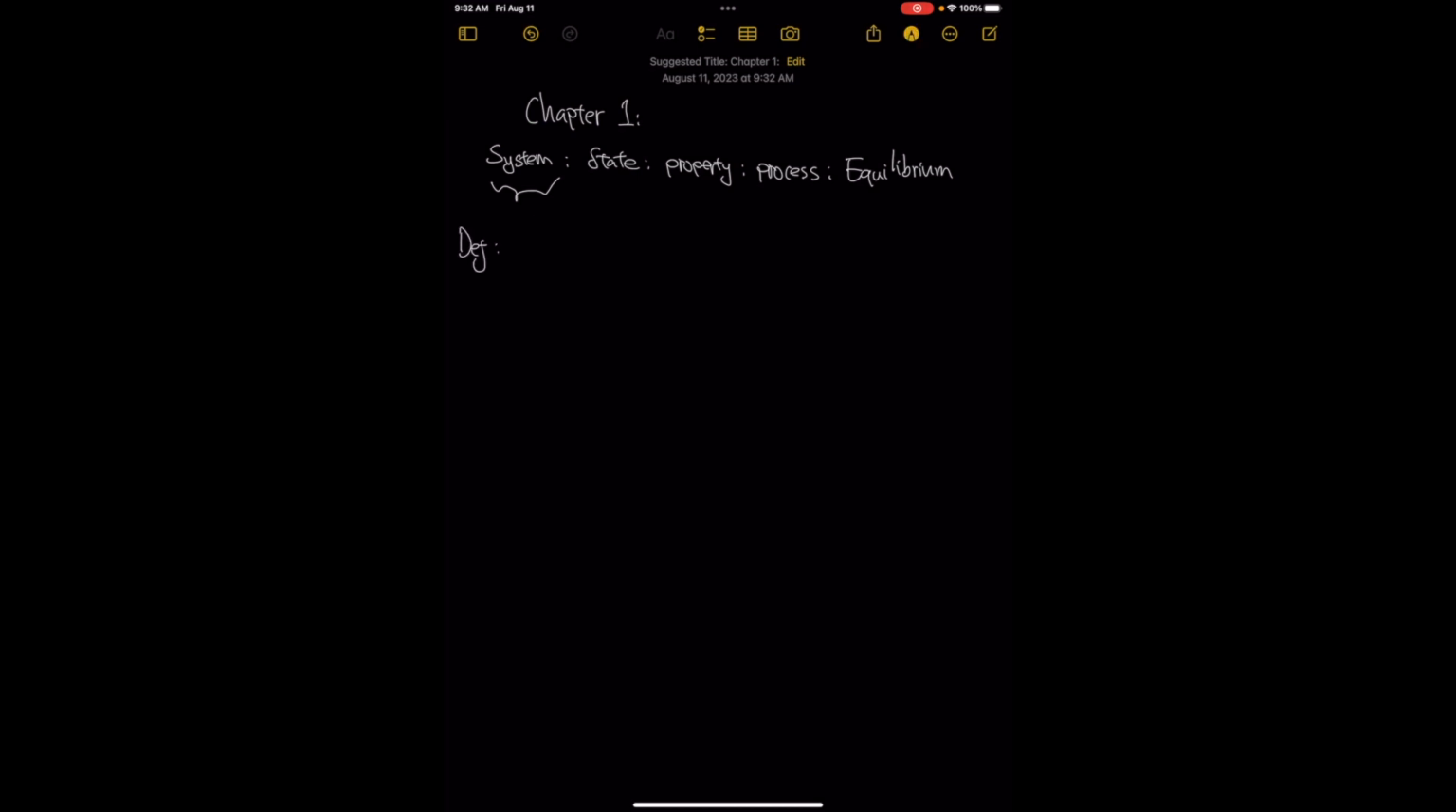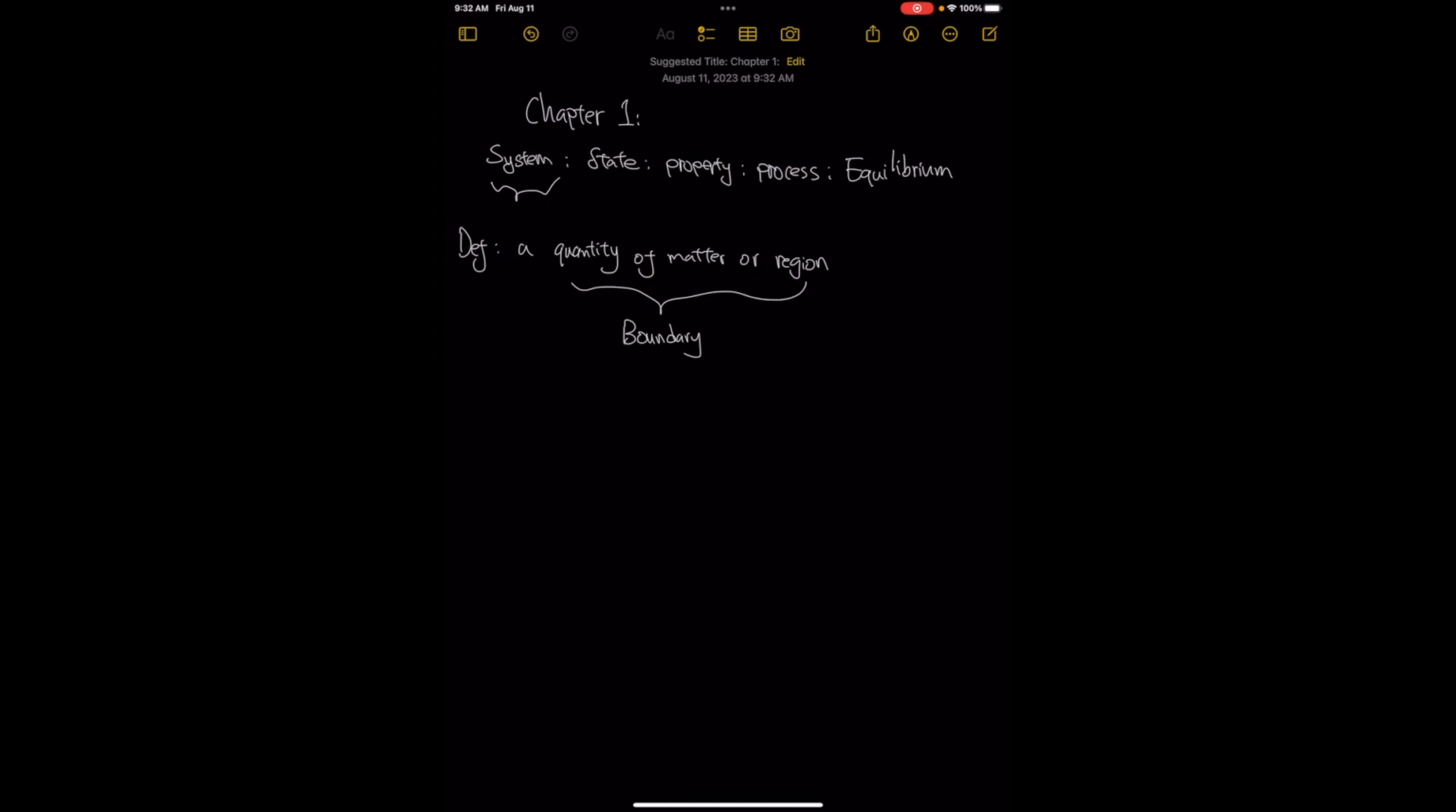System can be defined as a quantity of matter or region. So when people typically describe the quantity of matter or region, we like to draw something called a boundary. And later on, we will go through an example, and you guys will really understand how to draw those boundaries.